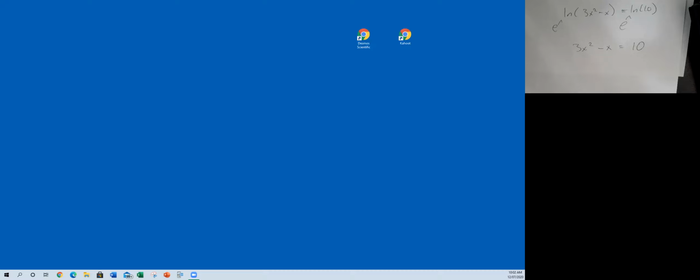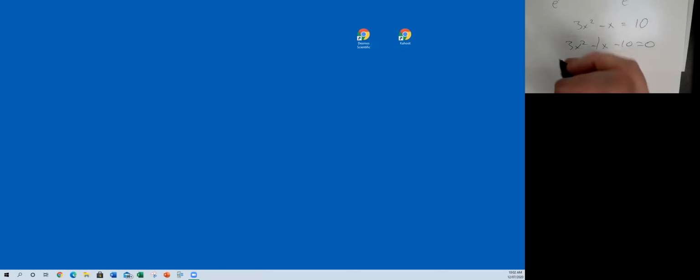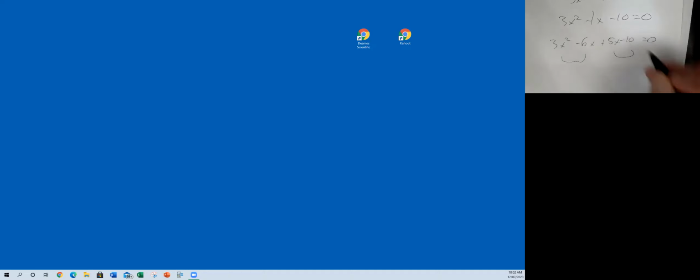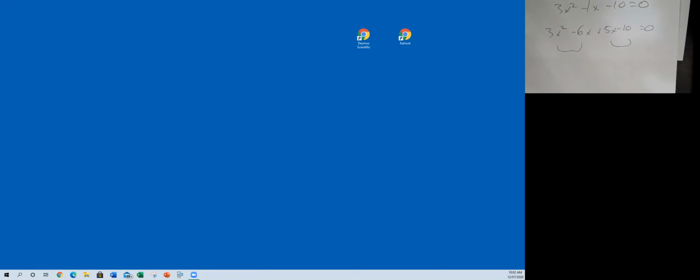So how do we solve a quadratic? Oh, gee. Have we ever done this before? 3x squared minus x minus 10. We set one side equal to 0 and try to solve it. So what is that? Minus 30. What is that? 5 and 6. I think it breaks up into 3x squared minus 6x plus 5x minus 10 equals 0. Group and factor. I'm going to factor out 3x, leaving me with x minus 2. I'm going to factor out 5, and that's going to leave me with an x minus 2.